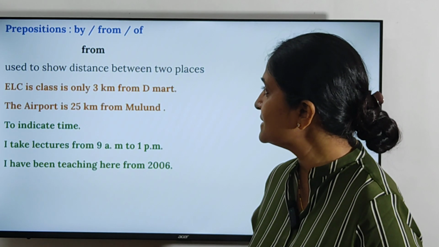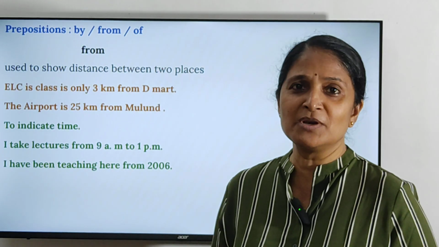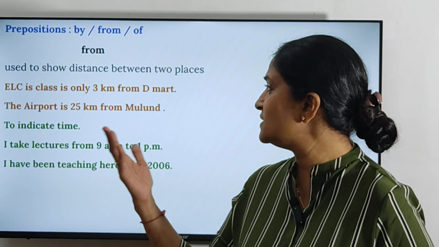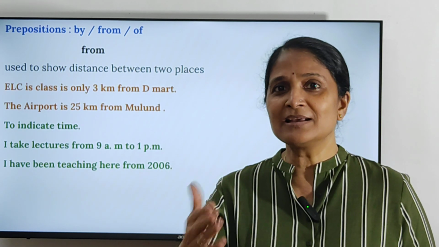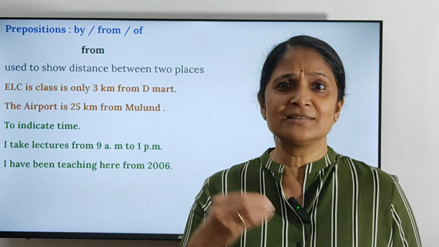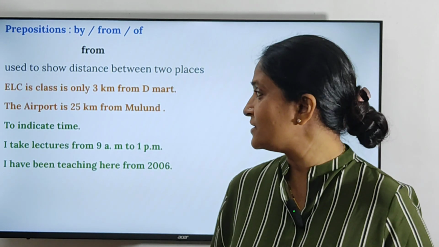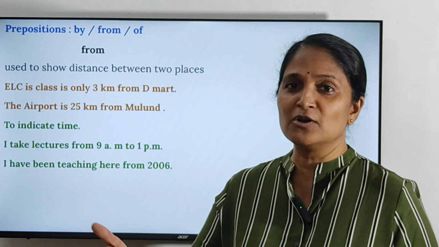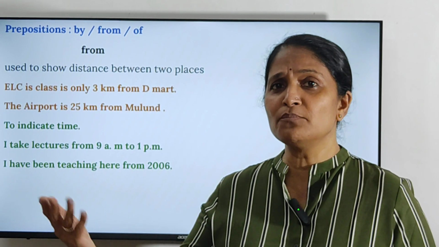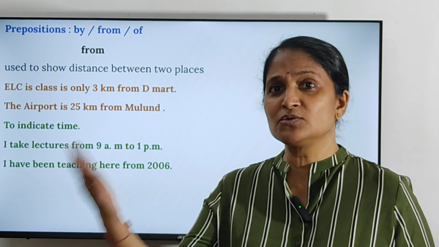Now let's understand next. It is also used to show distance. Distance between two places. ELC class is only 3 kilometers from DMart. You can also say ELC class is only 2 minutes from Bhandup railway station or Mulund railway station. The airport is 25 kilometers from Mulund. So you are talking about distance, right? So from this place to this place.